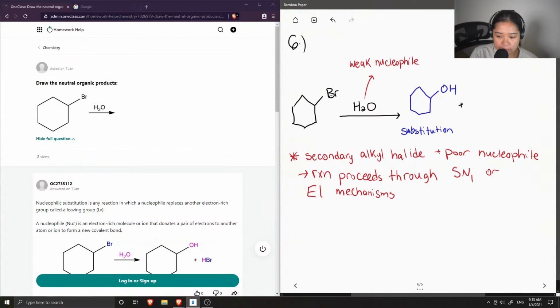And for the elimination reaction, we have our ring. And instead of being replaced with an alcohol, the bromine is just a leaving group, and a double bond is formed. So this would be the elimination product.